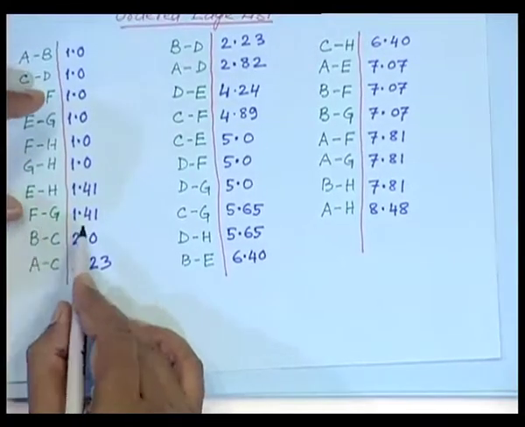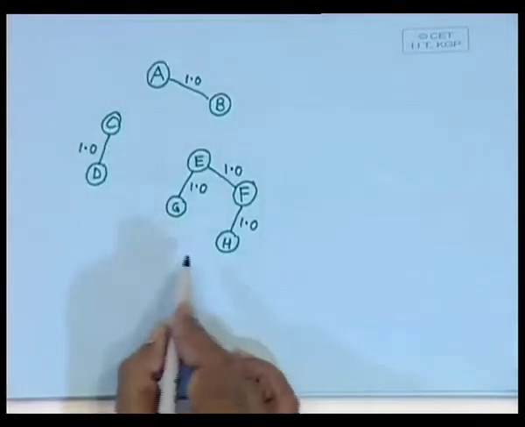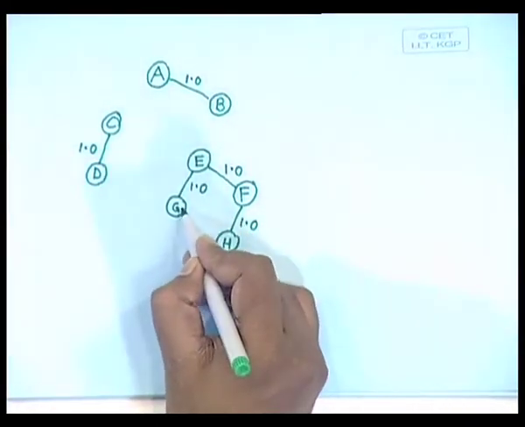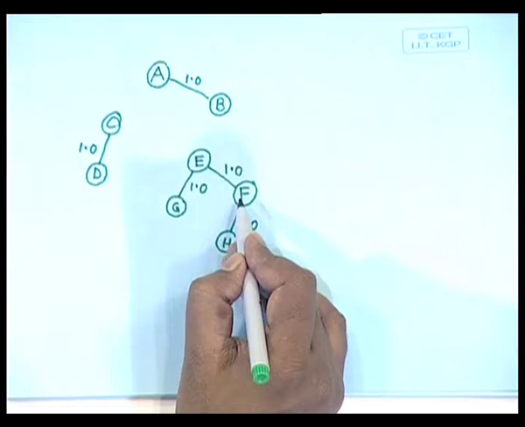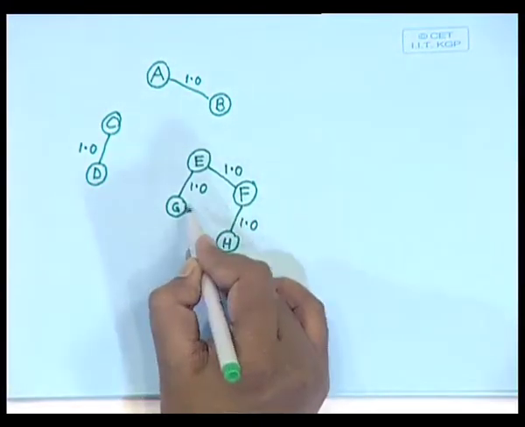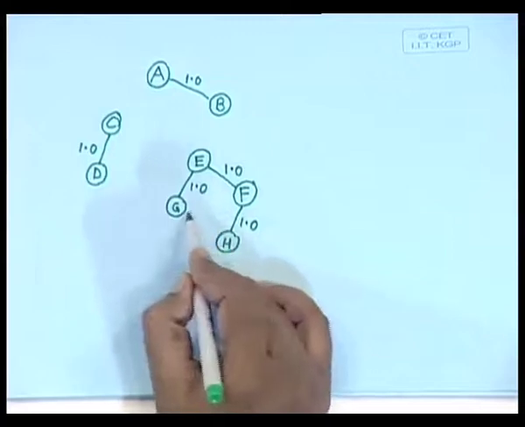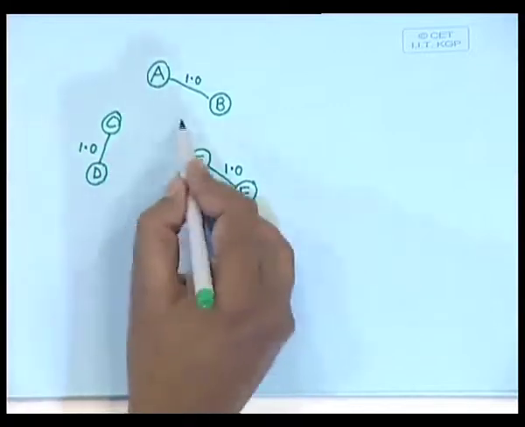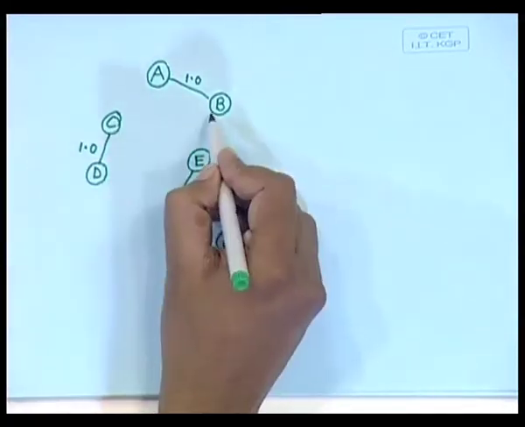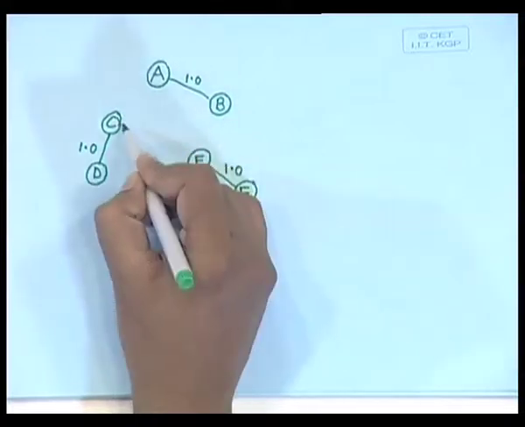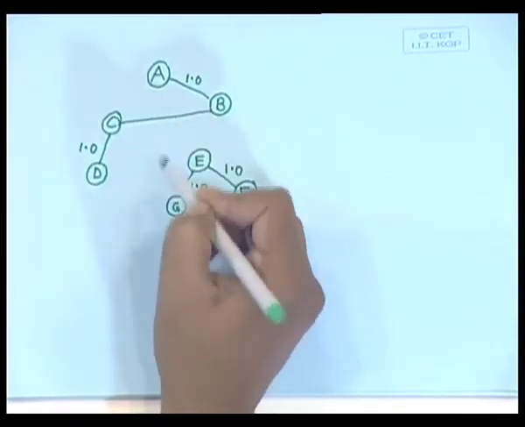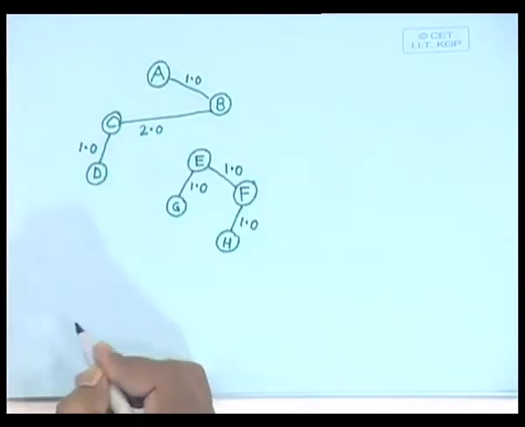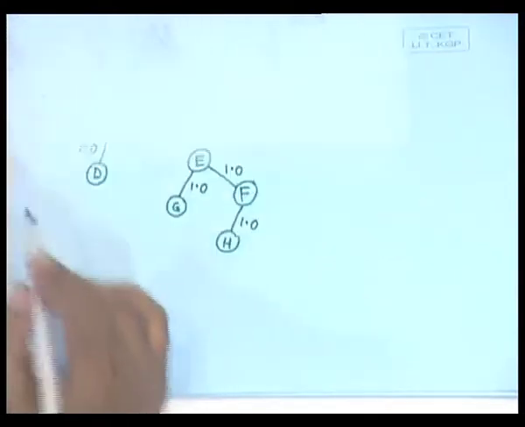Next, what I have is F G. Here you find that if I consider this edge F and G, both the nodes are already there in one existing tree. So, this will form a cycle, and I should not consider this edge at all. The next one is B C. You find that C is in one tree, B is in another tree. So, I should connect these two trees using this edge B C, and the weight of this edge B C is 2.0.